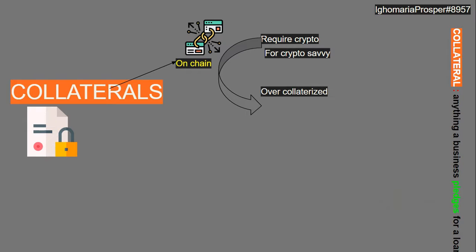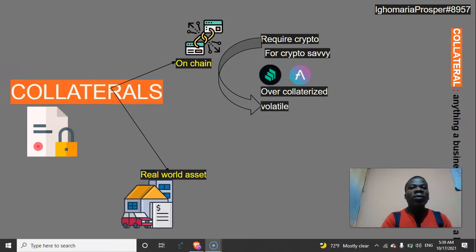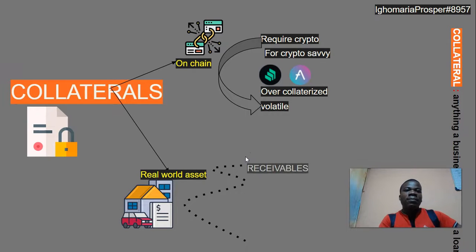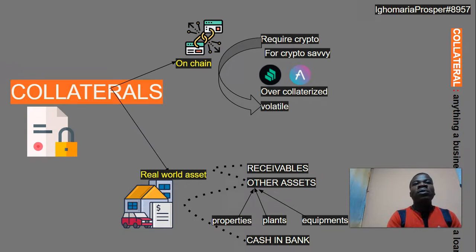Most of the time it's overcollateralized. So let's say, for example, you have X amount and then you can only draw down 50% of it at a time. And then it's usually volatile, it goes up and down, with the likes of Compound, Aave, and a host of others. The next is using real world assets as collateral. So we have the likes of receivables, what this company is likely to receive. We have other assets, things like properties, plants, factories, equipment, buses, anything that is of real world value. Then we have cash in the bank and other stuff that can be pledged as collateral also.